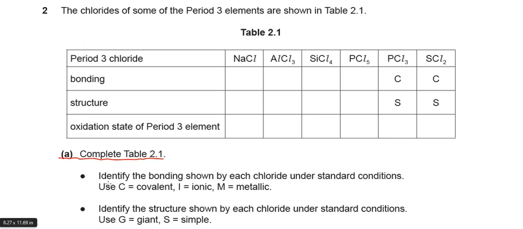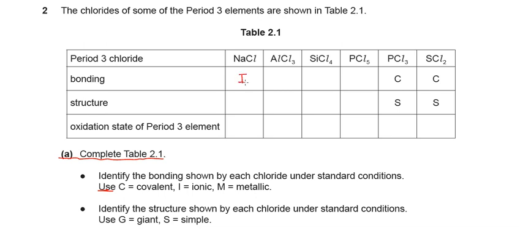Okay, so now identify the bonding shown by each chloride under standard conditions, and he clearly advised to use C for covalent, I for ionic, M for metallic. So I'm going to fill this first row. As we know, sodium is a metal, chlorine is a non-metal, so typically the bonding will be ionic, so I'm going to write I.